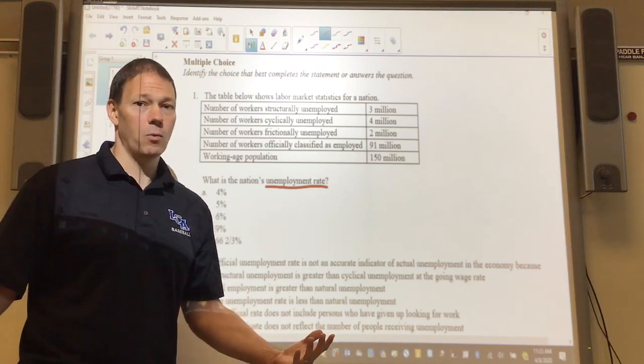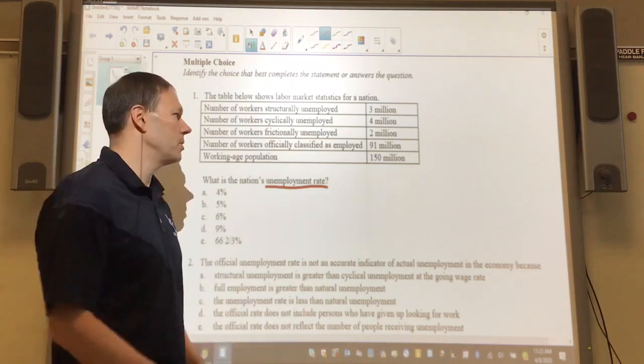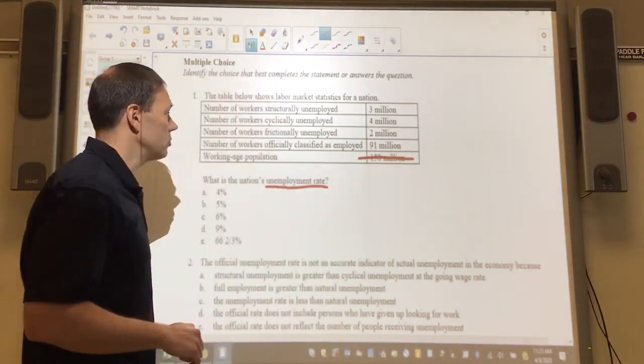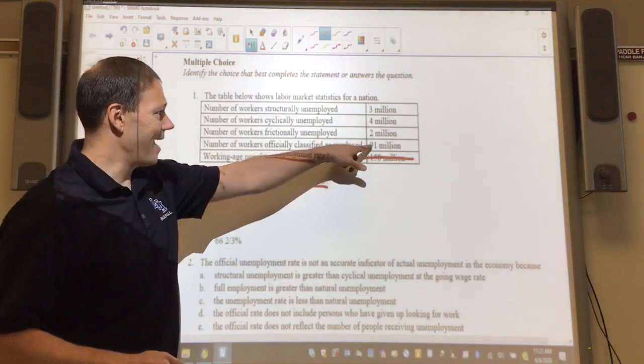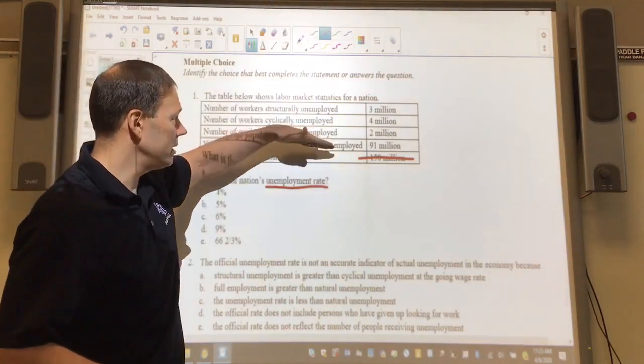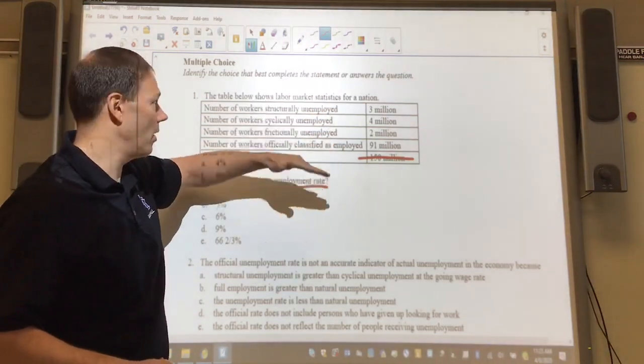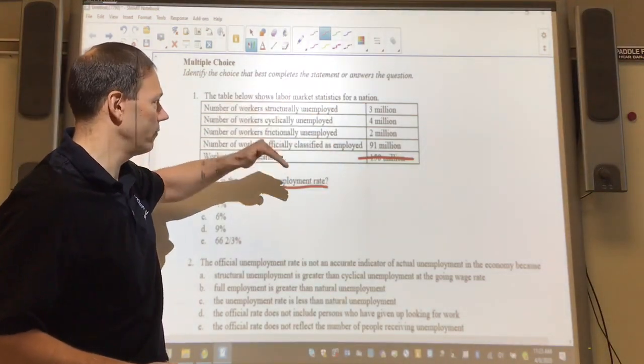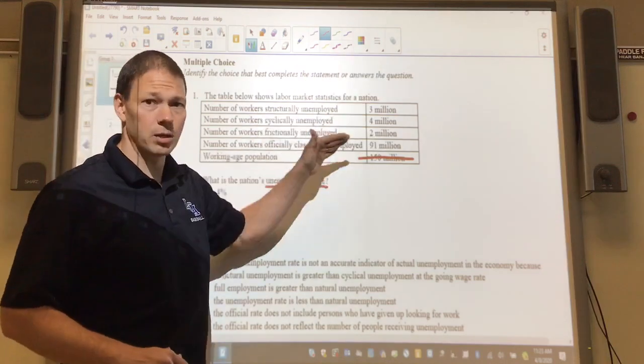Now it tells you the working age population, that's irrelevant. Not everyone who's in the working age wants a job, so this means nothing to us. What we know is that 91 million people have a job, and then this breaks down the 3 different types of unemployment: structural, cyclical, and frictional. Bottom line is they're all unemployed.